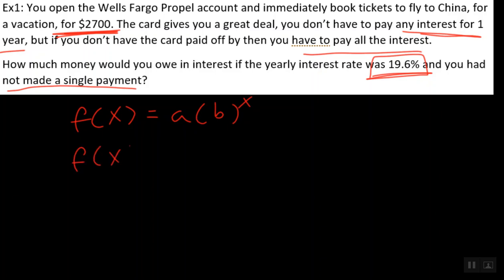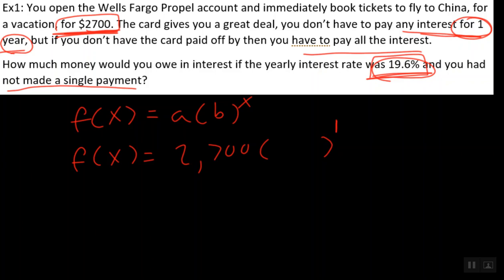If I were to ask you what is our starting amount, you would say we made a $2,700 purchase. And if I were to ask you what is the time, we see 1 year. So we're just going to put a 1 up there. That's easy. Then it says you owe interest at 19.6%. The question to ask yourself is, is that increasing the amount of money I owe, or decreasing it? In this case, it is increasing.